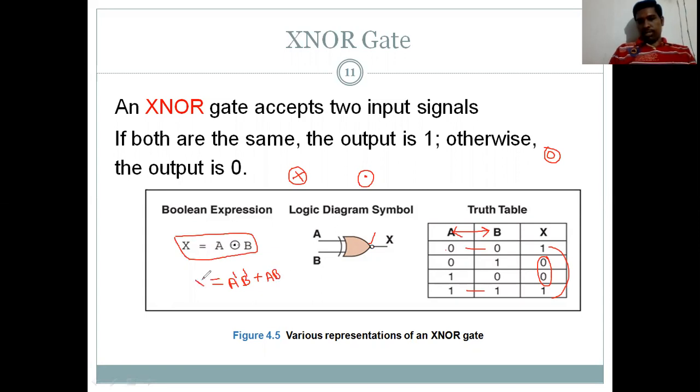The original expression of XOR is A bar B plus AB bar, and the original expression of XNOR is A bar B bar plus AB. These two expressions are very, very important. Please make a note of this.